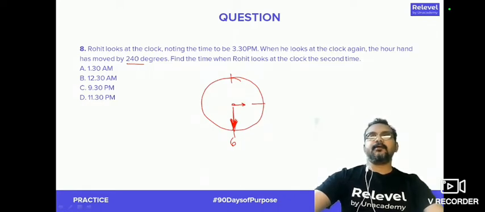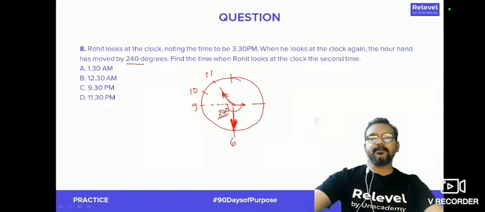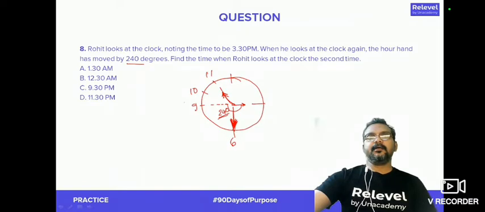Now the hour hand moves by 240 degrees. So basically this is 180 degrees and then 60 degrees more. So 180 degrees would make it at 9, 30 degrees would make it at 10, and 30 more degrees would make it at 11. So the hour hand would be at the 11 mark if it moves 240 degrees. So it would be 11.